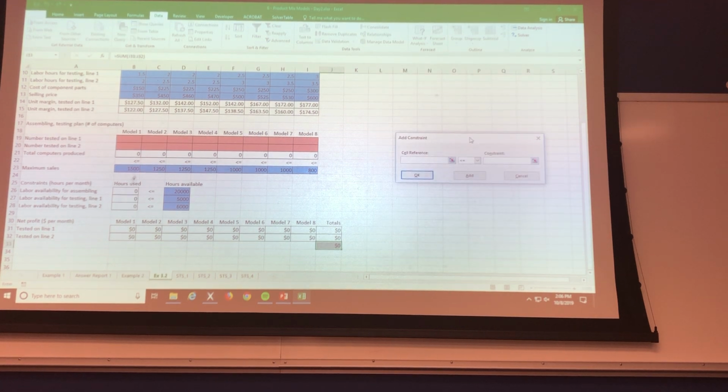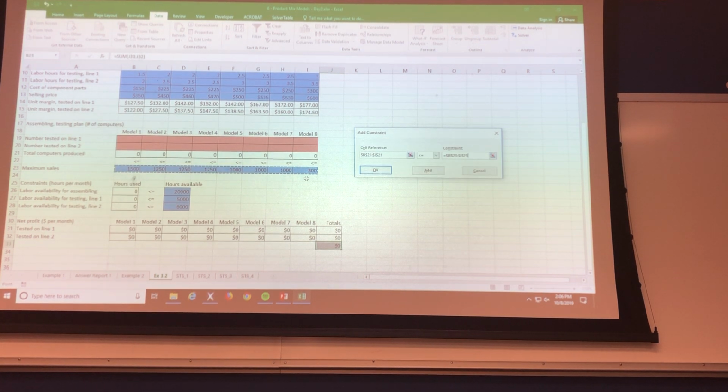What's one of our constraints? The total number of computers. Total number of computers produced needs to be less than or equal to the maximum sales. So B21 to I21 should be less than or equal to B23 to I23. So in our production, we should not exceed what we believe would be the maximum we could sell.